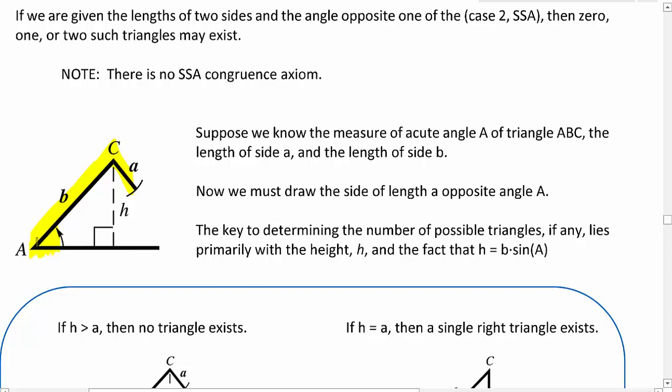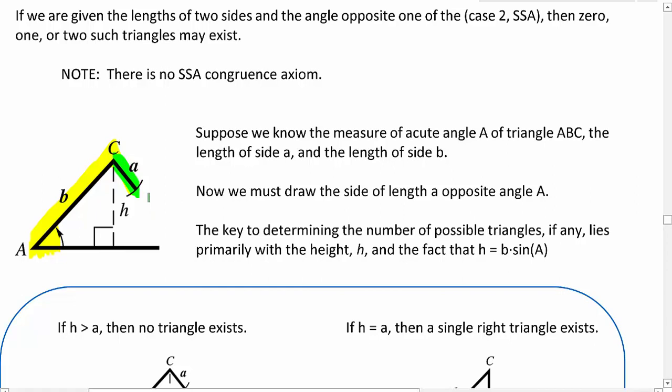So what I'm going to do next is draw the side of length a opposite angle A. Right, so that's this one here. It's kind of dangling. It looks weird like that because for each problem, the length of side a is going to differ. So sometimes it reaches this other side and creates a triangle, and sometimes it doesn't. So that's why the diagram has it dangling like that.